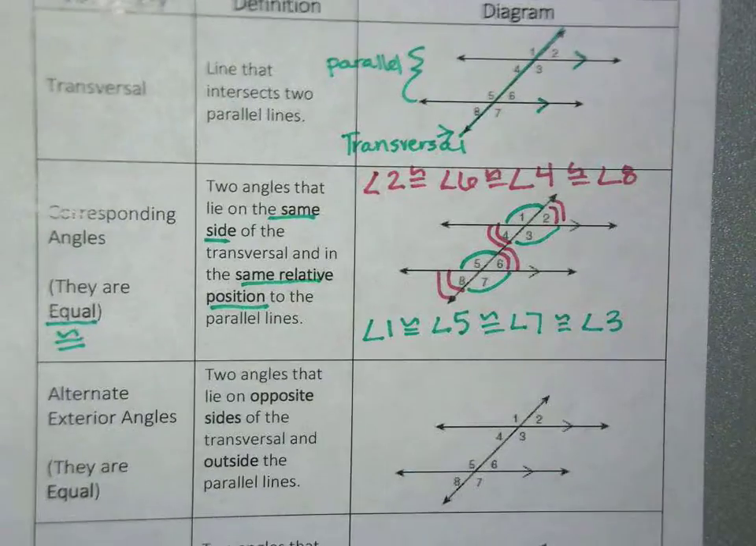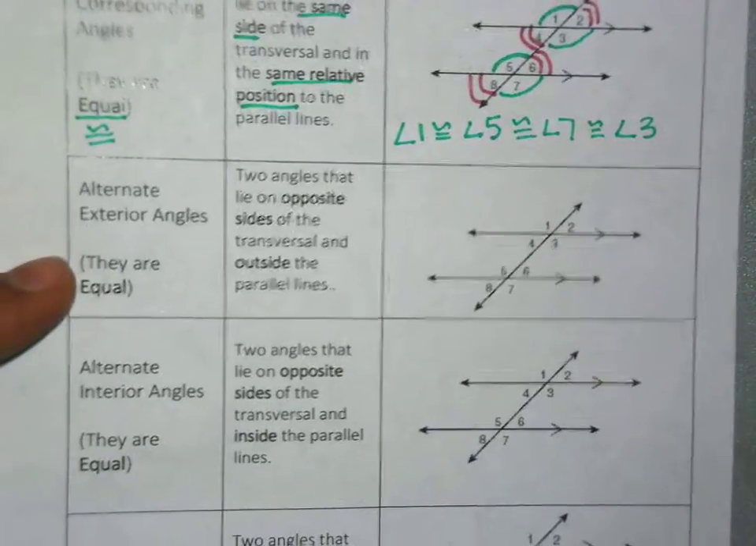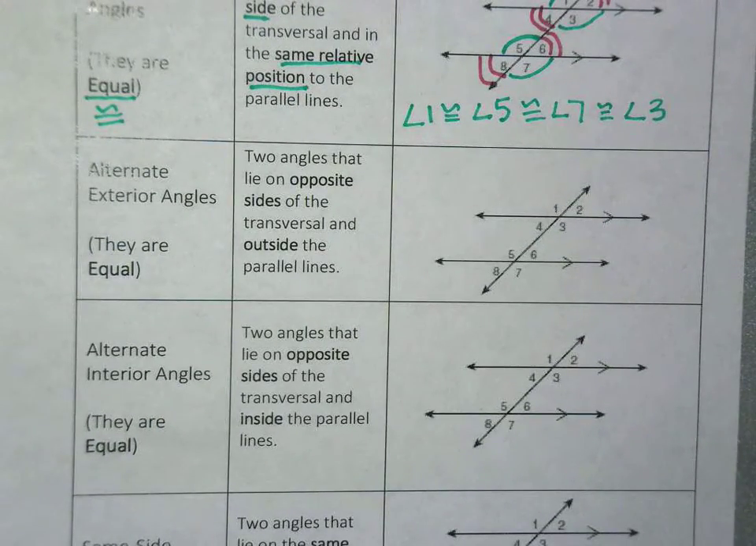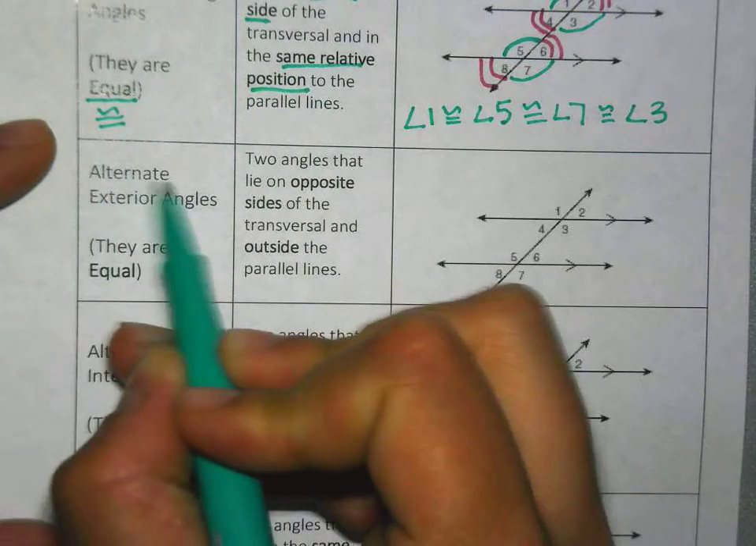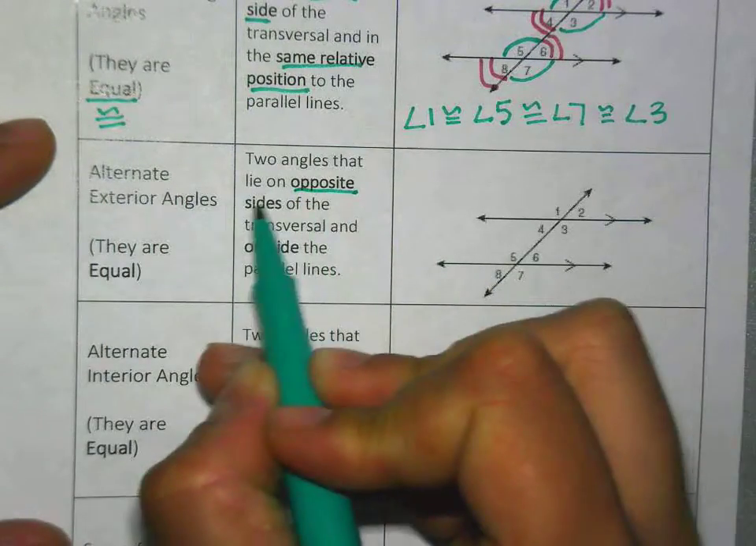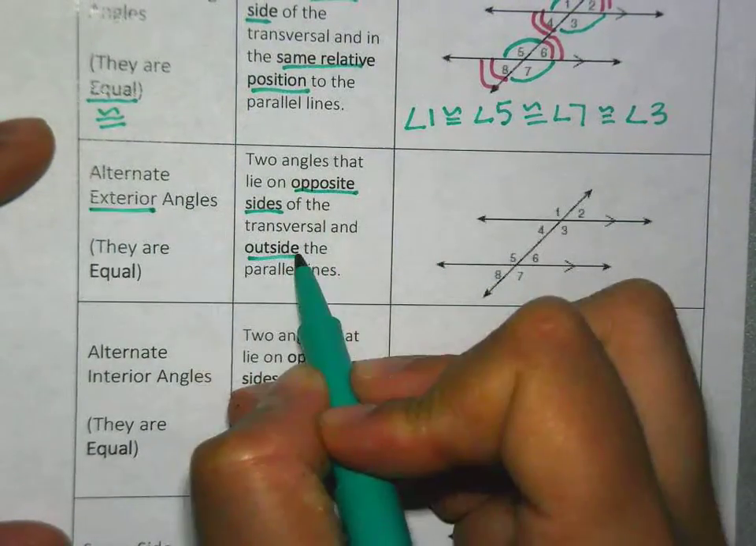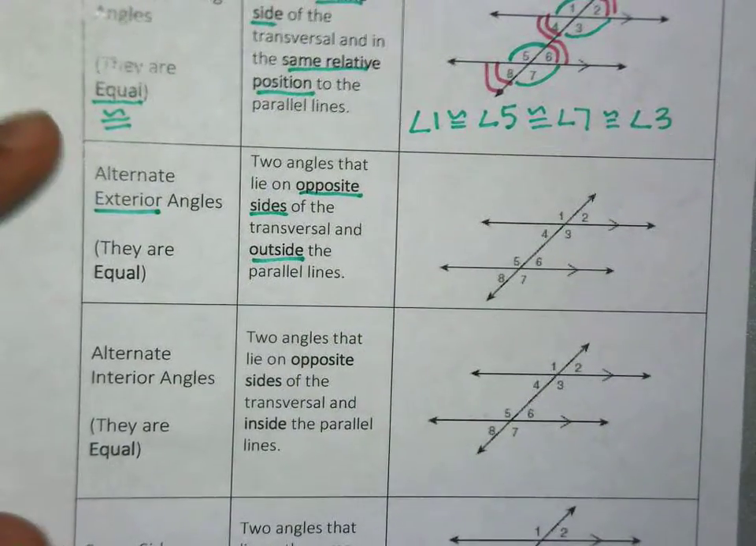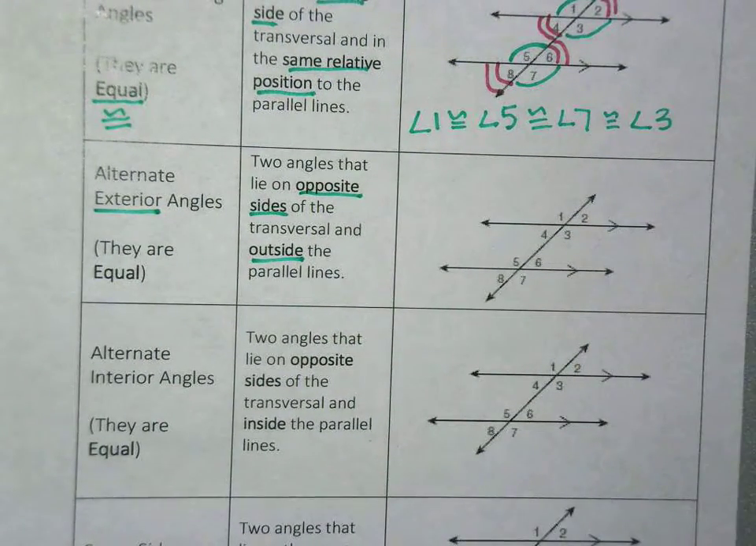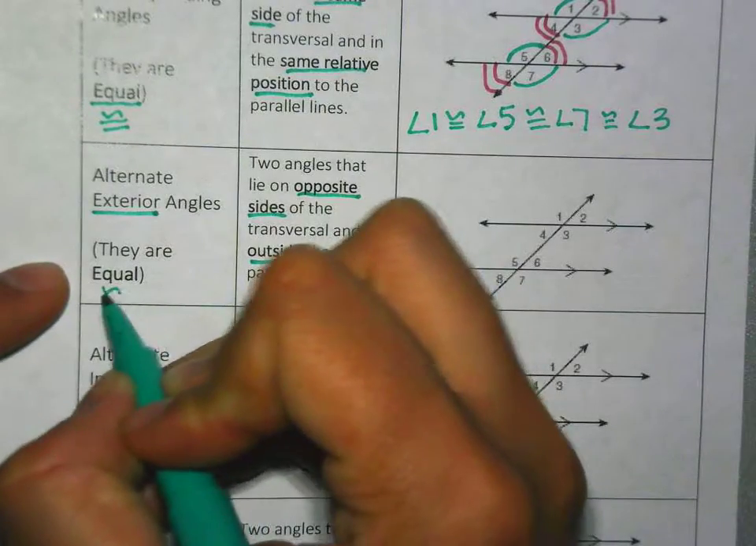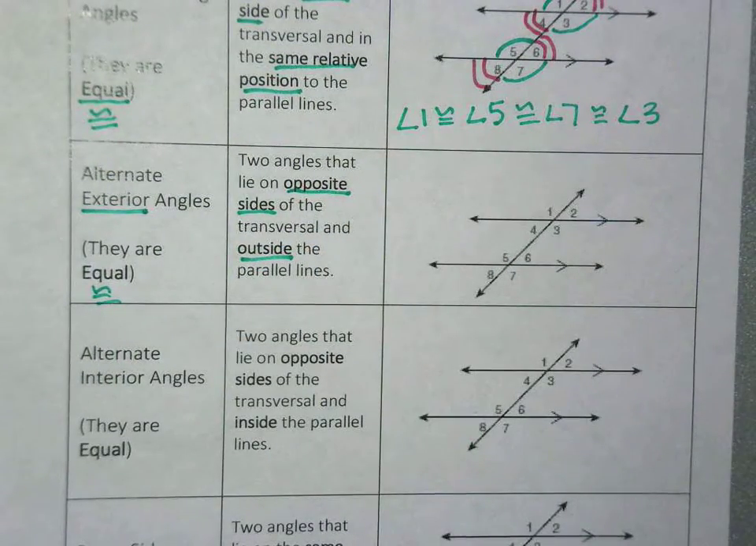The next type of angles we're going to talk about are alternate exterior angles. Alternate meaning opposite side, which you'll see over here in the definition, and exterior meaning outside. So that's an easy way of remembering alternate exterior, and again, they are equal or congruent, meaning they have the same angle measure.